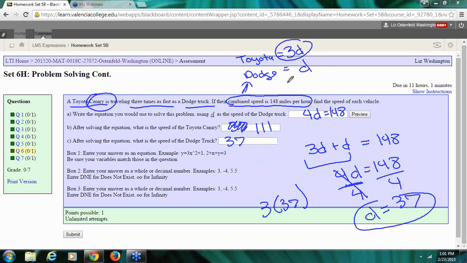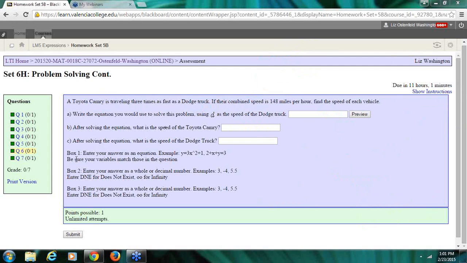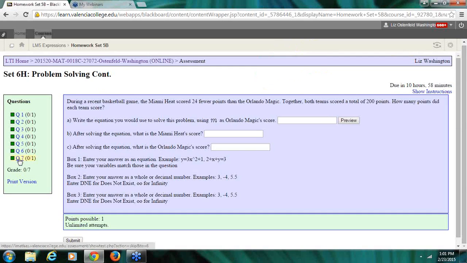Okay? So again, you label the variable, the item that you know nothing about, and then you use that variable to describe the other item. Usually it's a total at this level, so total obviously indicates adding, and then you have to set it equal to whatever total they gave you. Okay. I think they also wanted me to do number 7.